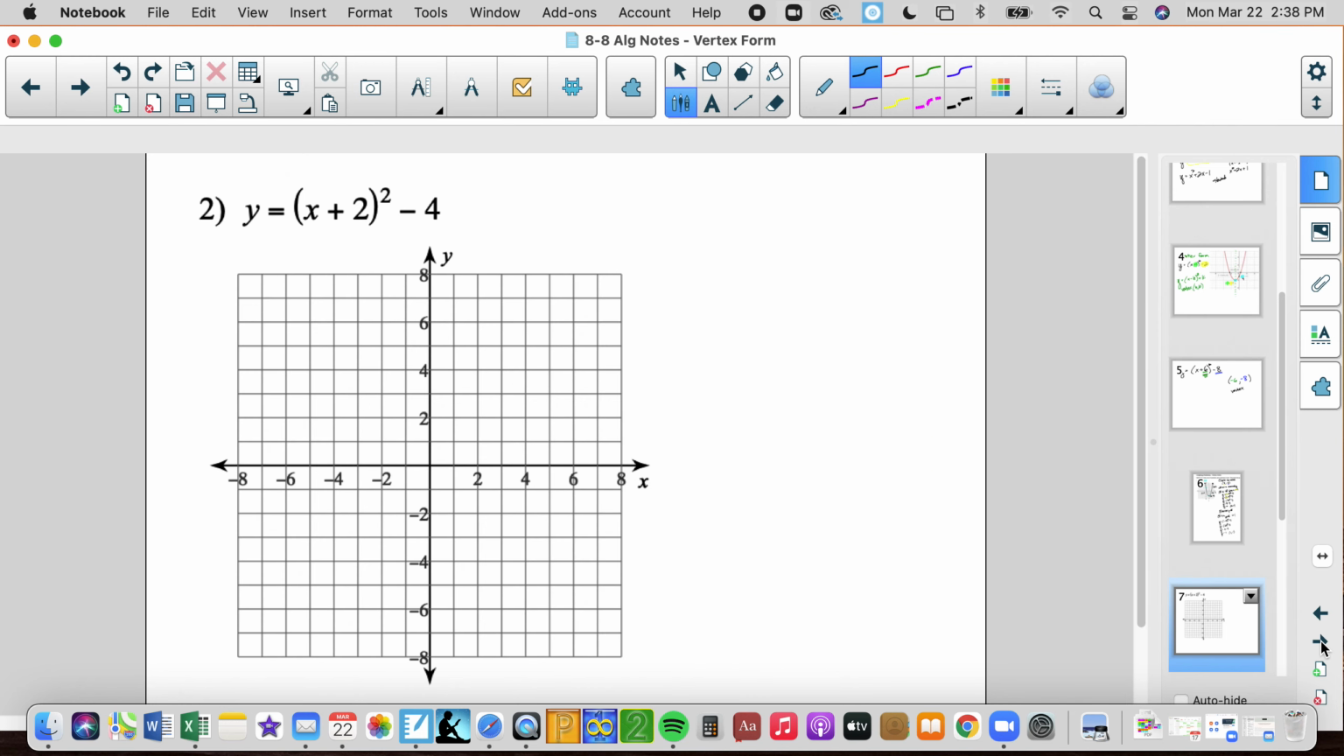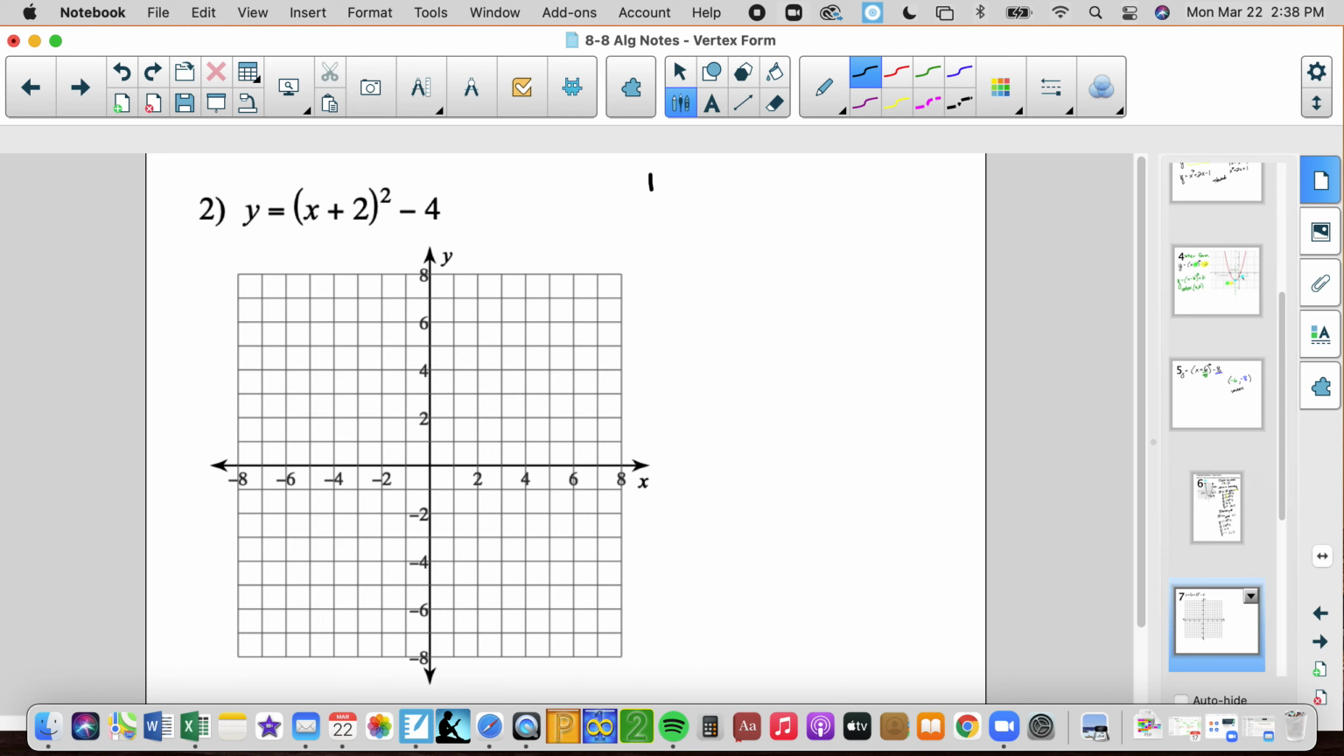I want you to try this by yourself. Take a moment, pause it. Hopefully you took down the 6 steps that you would use. And then after you've graphed it and labeled your points, you can unpause the video and see if you got it correct.